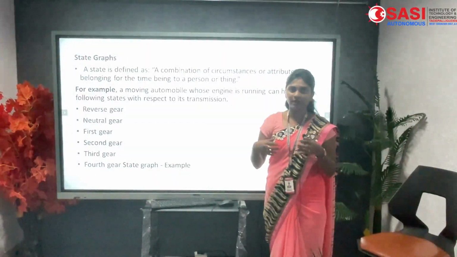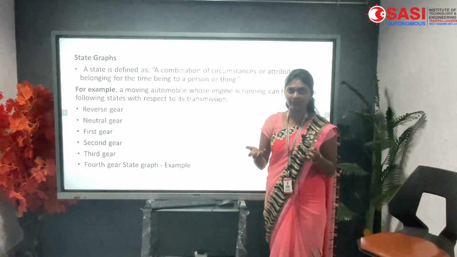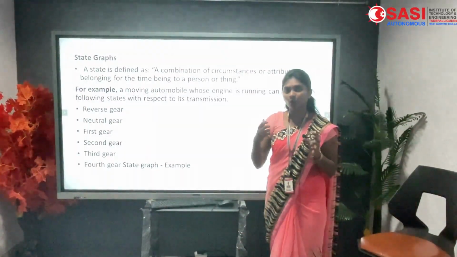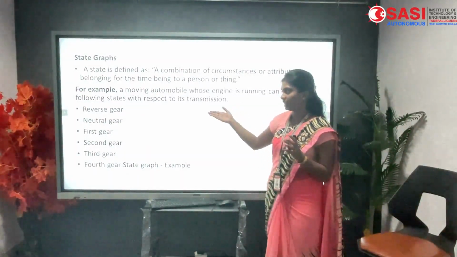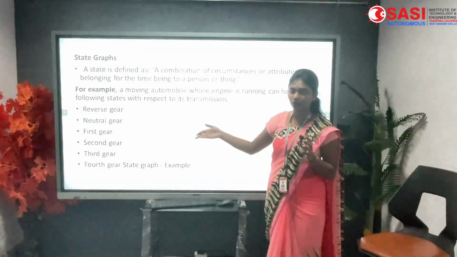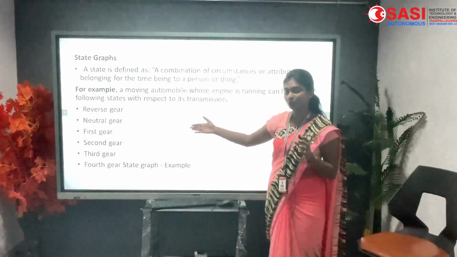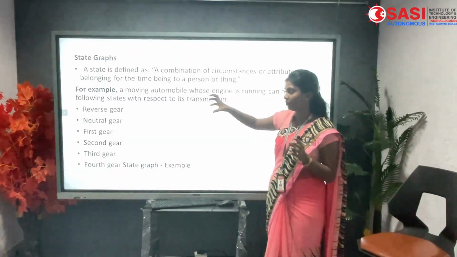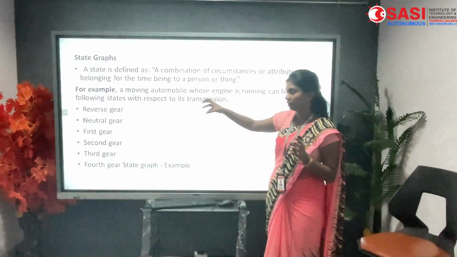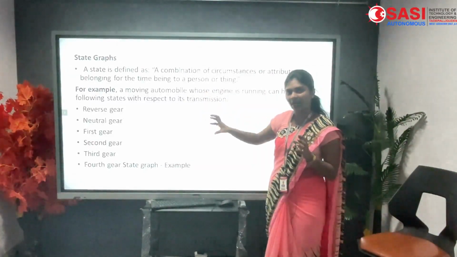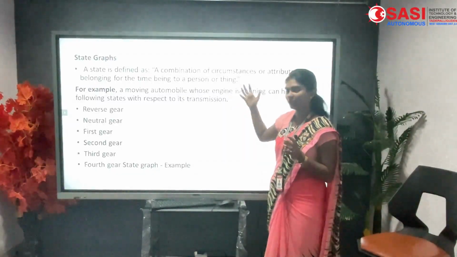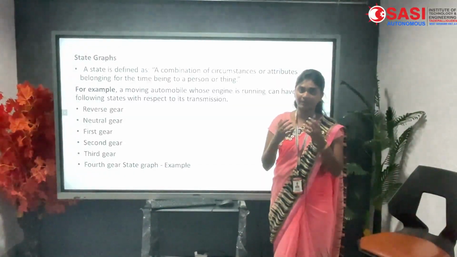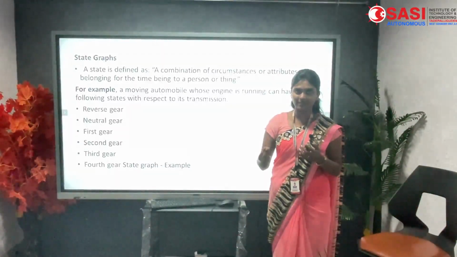Okay. I will give you a small example, like an engine. When we are driving a car or something else, we have to identify the engine activities. What are the engine activities? Reverse gear, neutral gear, first gear, second gear, fourth gear. These are the different attributes going through the engine. Engine is the class, and the attributes are reverse, neutral, first, second, third. These are all the attributes which belong to this engine class. So a state graph is nothing but a combination of the particular attributes of the particular person or thing.